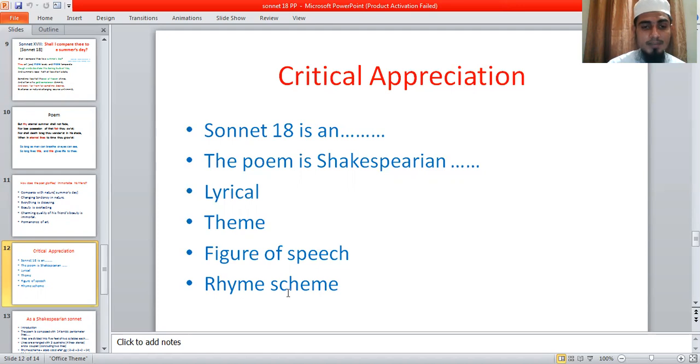Rhyme scheme. What is the rhyme scheme? I have discussed rhyme scheme. The rhyme scheme of a Shakespearean sonnet is A B A B C D C D E F E F G G. This is the rhyme scheme, and this poem is divided into three quatrains and one couplet. So in this way, you can explain in this stanza. So in this way, you can prepare the answer of critical appreciation in your own way. Students, try, practice. If you never practice, you never can.